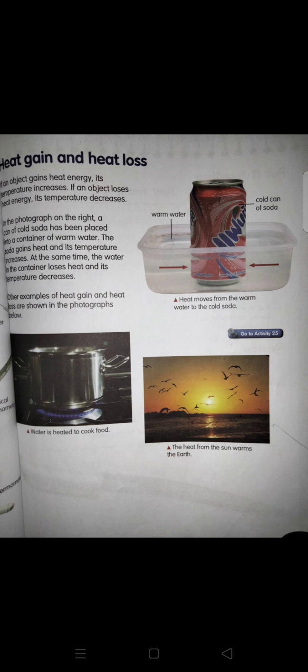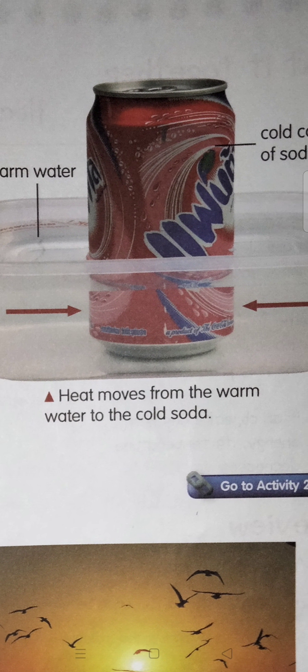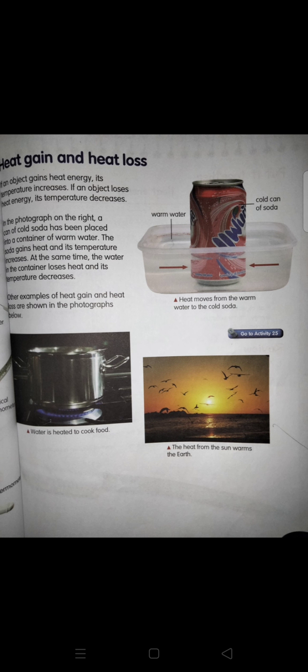Next topic is heat gain and heat loss. So if an object gains heat energy, its temperature increases, as you all know, and if an object loses heat energy, its temperature decreases. In the photograph on the right, a can of cold soda has been placed into a container of warm water. So the soda gains heat. Soda जो है वो heat को gain करेगा and its temperature increases. At the same time, the water in the container loses heat and its temperature decreases, right?